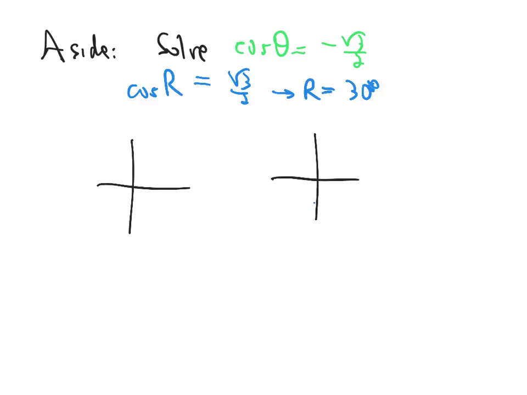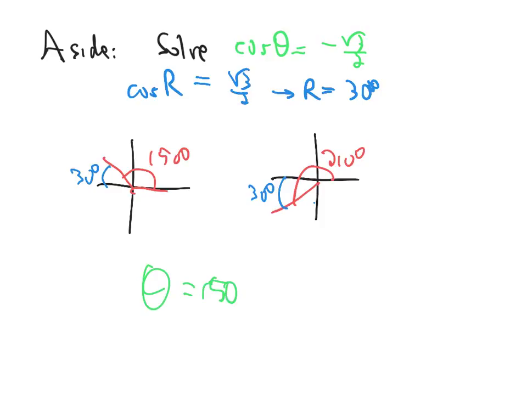If we're in quadrant 2, our angle looks something like this, and we know that this is 30 degrees, so the actual angle has to be 150, so together they become the straight line. Or we could be in the third quadrant, in which case our angle looks something like this, and our reference angle is here of 30 degrees, and clearly that's 210 degrees because we're past 180 by 30 degrees. Thus, our solution is theta is either 150 degrees or 210 degrees.